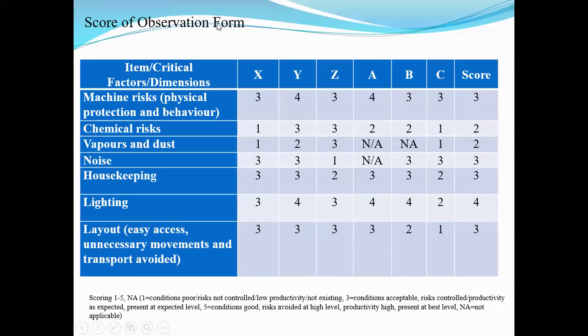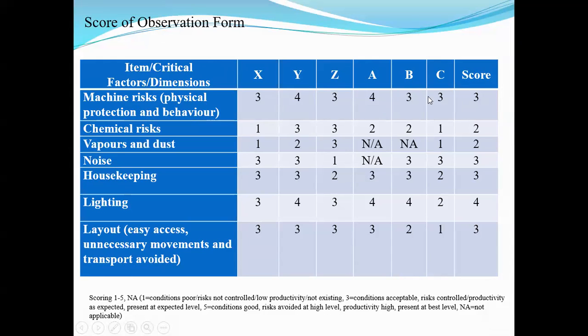And a score of observation form, like machine risks, physical protection and behavior, such as 3, 4, 3, 4. This is X, Y, Z, A, B, C. This is not the organization, it is the person: X, Y, Z, Rashid, Harun, Korim. They provide the score. All of the experts visit. Anybody puts the value 3, another puts 4.